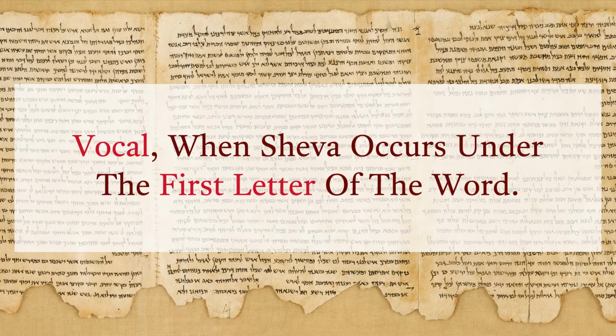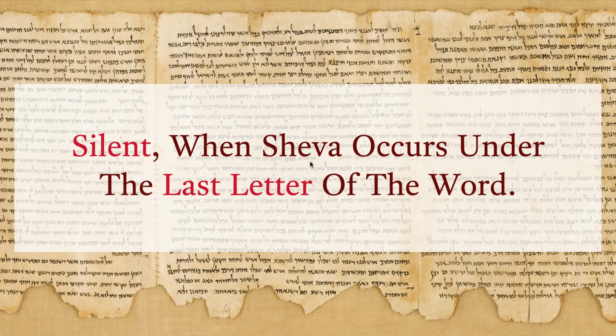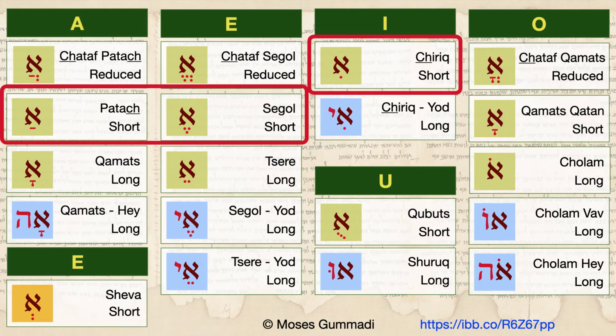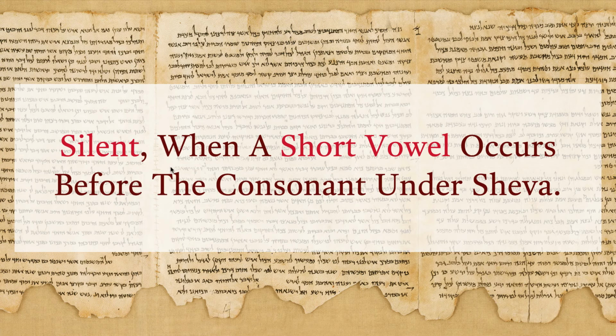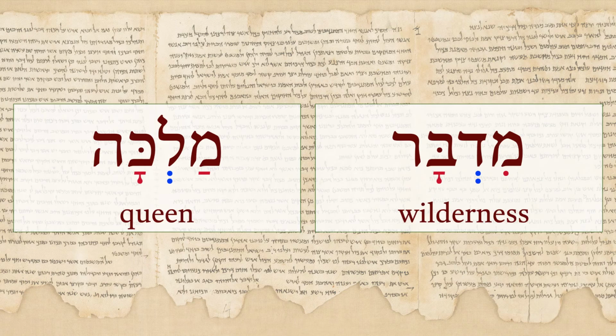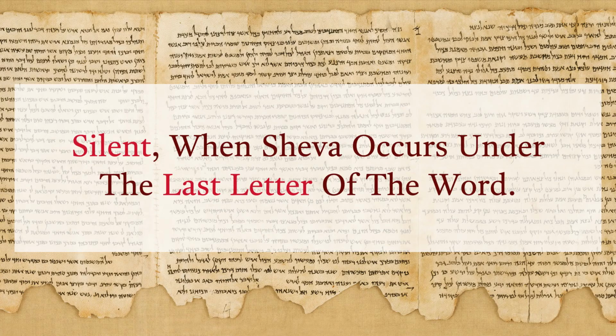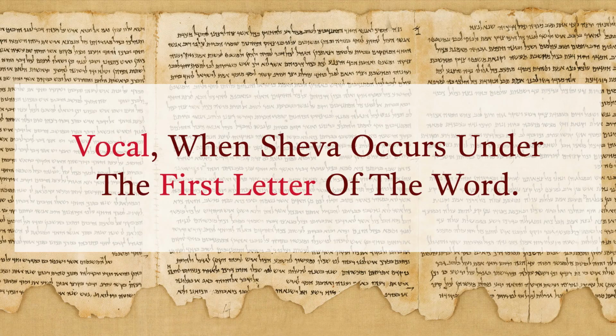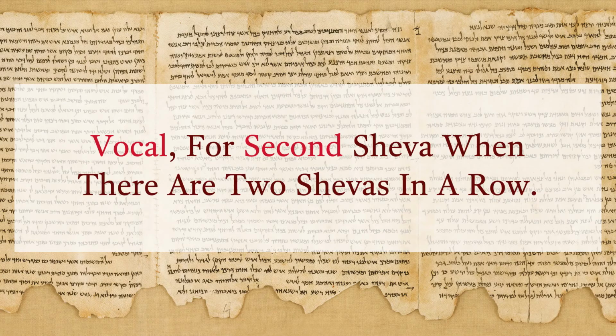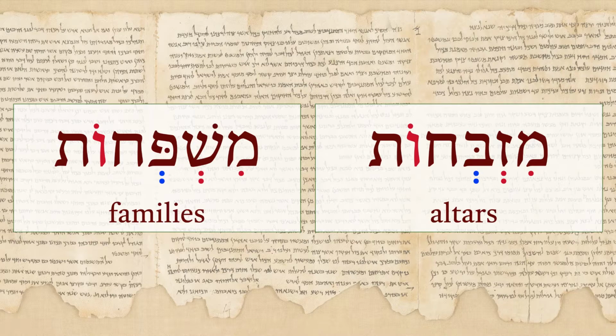When there is a short vowel in front, isn't that what it says? Let's go to the first. When a short vowel occurs before the consonant under which there is schwa, so that's a short vowel. We looked at this as well.